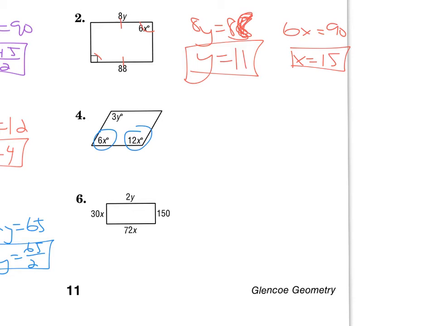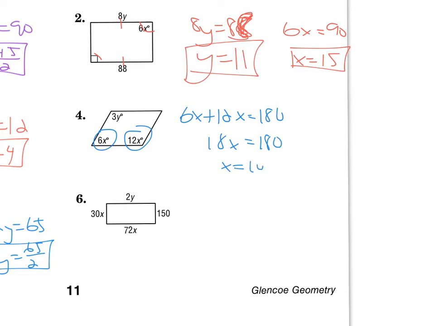I actually can combine those because we know that they're consecutive angles right next to each other, and consecutive angles are always going to be supplementary. So since these are supplementary, you can add them up. 6x plus 12x, set it equal to 180. 18x equals 180. So x equals 10.